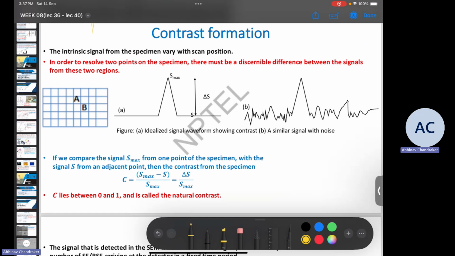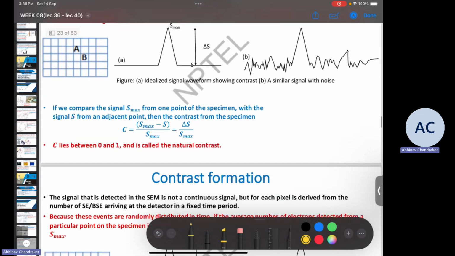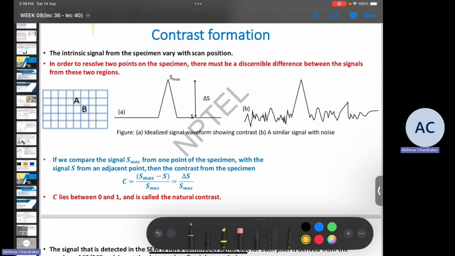Let's say we have a specimen and we are scanning on it. Based on the topography, I've already touched a bit upon how topography can influence signal generation in SEM for both secondary electrons and backscattered electrons. So based on the roughness or the protrusions on the surface, a different amount of electrons will come out as you scan on the specimen. So if the signal you get is something like this or this, there are some peaks and then there are some valleys.